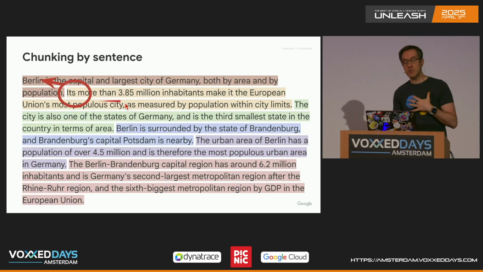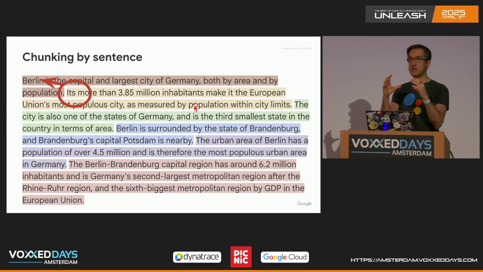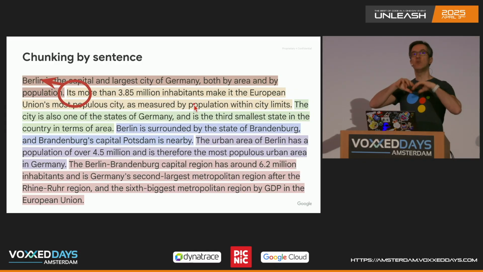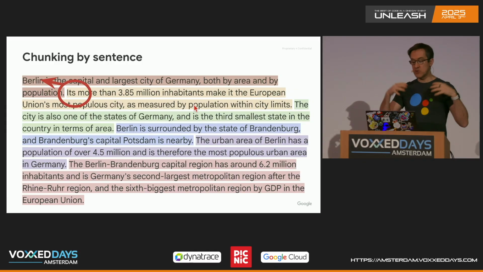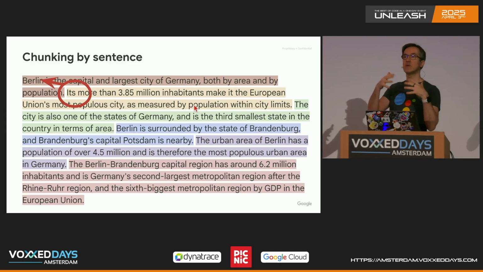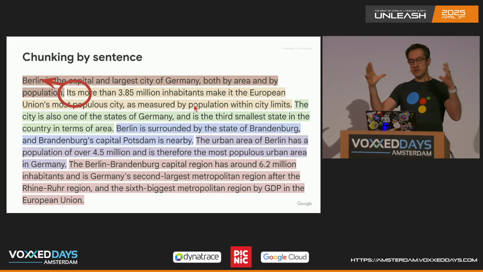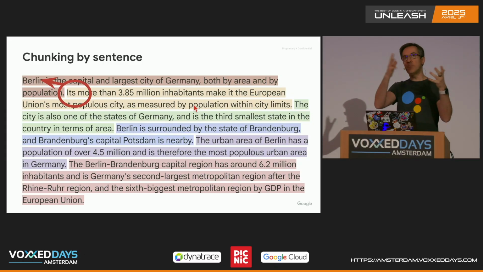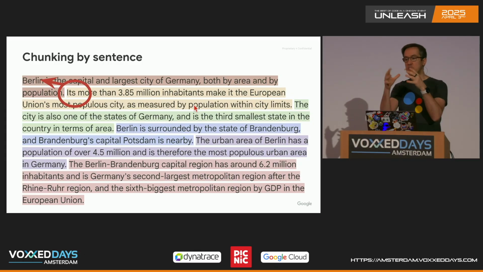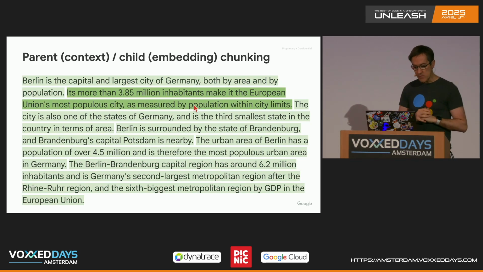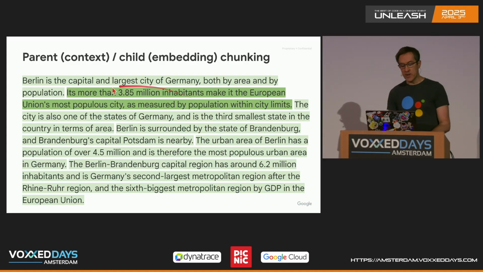relationship. So for example, you can embed a sentence, but you carry around the surrounding sentences, the context. Or you can split recursively, semantically by, let's say, chapters, then paragraphs, then sentences. But if you embed the sentence, you can store the paragraph within which the sentence is stored. So this is what I'm doing here.